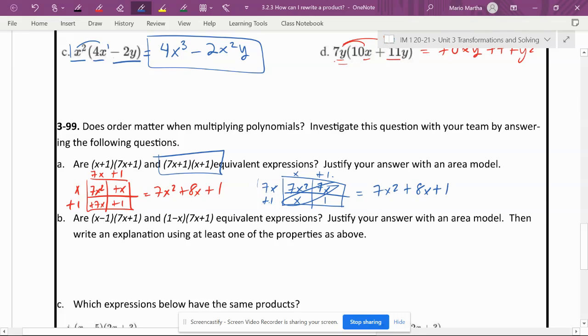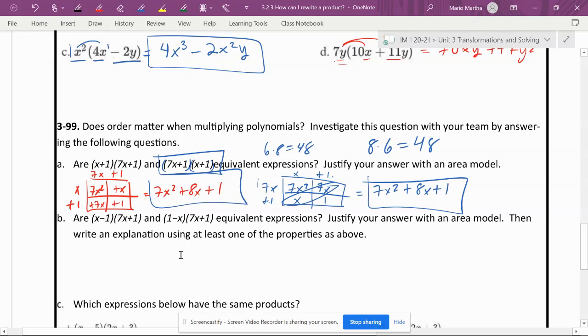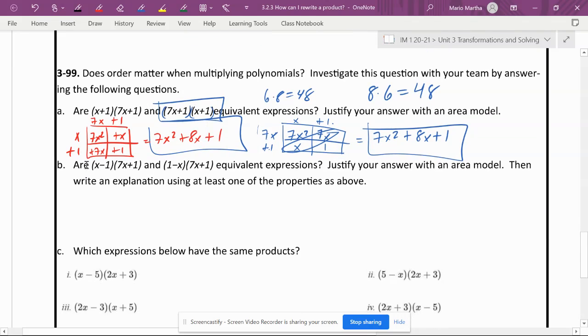So if you guys notice, I get exactly the same results, right? And again, this goes back to a simple property of multiplication, knowing that 6 times 8 is equal to 48, and I know that 8 times 6 is also equal to 48, right? So it's the same thing here. We're multiplying two things, two factors. The order shouldn't alter the product. Next, are x minus 1 times 7x plus 1 and 1 minus x times 7x plus 1 equivalent expressions?